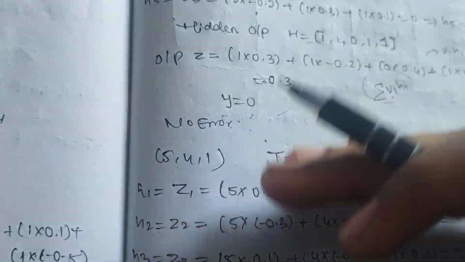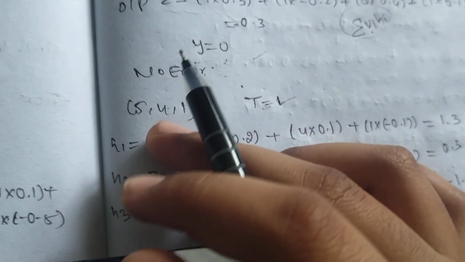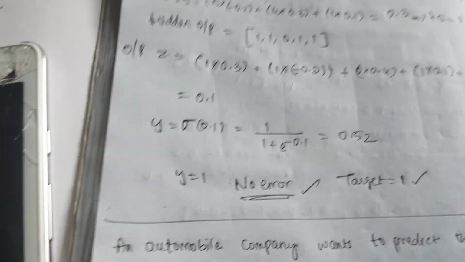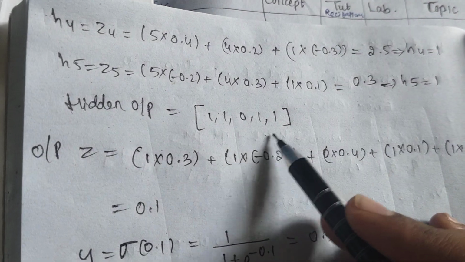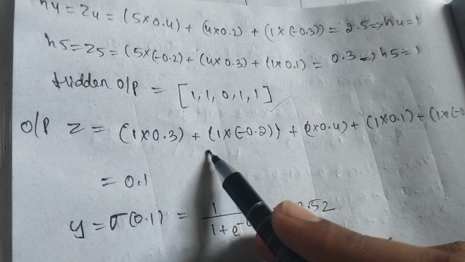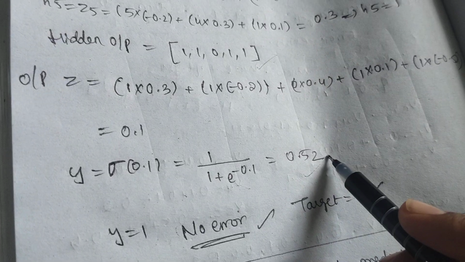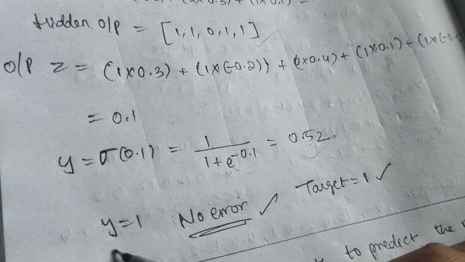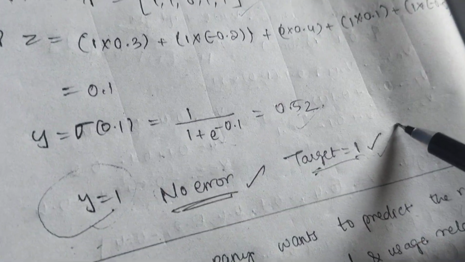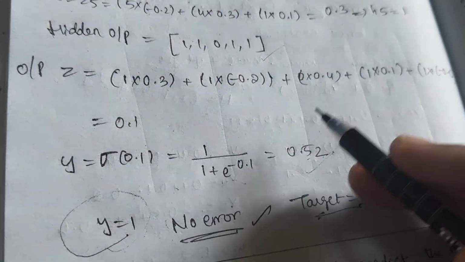We'll be moving to the next row, that is 5 comma 4 comma 1. The target is 1. Let's see how it works. h1, h2, h3, same way you'll be finding. After finding, you will get the hidden output, like all of these are hidden outputs. Then again you will be finding z. After finding z, you will be finding y. You got 0.52, that means you will be taking it as 1, and your prediction is 1, your target is also 1, so there is no error. You're fine with it. Continue with the other rows also in the same way. This is it.